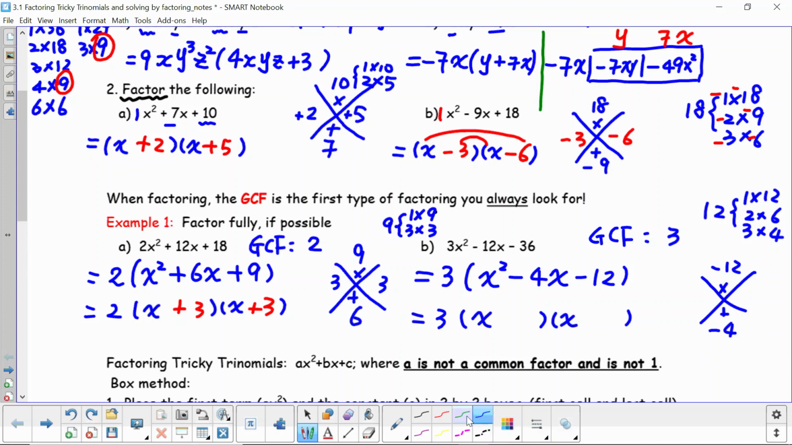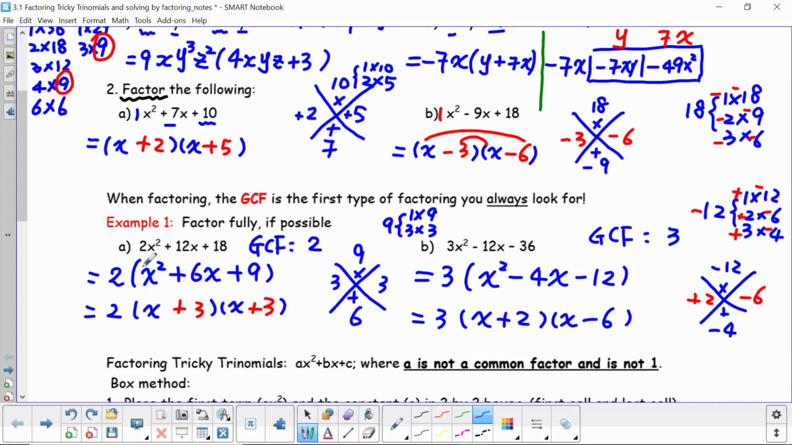And for this one, the sum is negative, so the larger number needs to have the same sign as the sum. Then the product is negative 12, so you need different signs, one positive, one negative, to give you negative. Then we are going to see, okay, positive 2, negative 6, add together give you negative 4. So these are the two numbers, plus 2, minus 6.